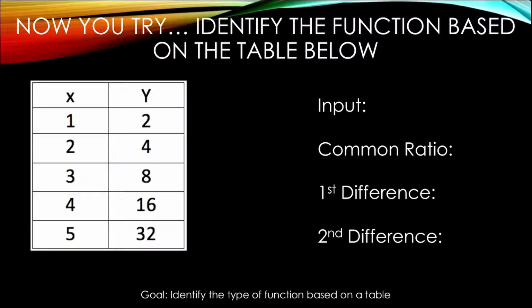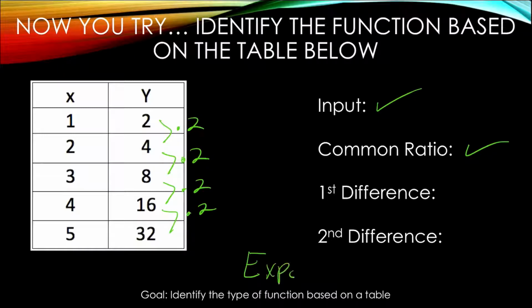Okay, let's try this next one. Input values. Are they all the same? They are. Do I have a common ratio? 2 times 2 is 4. 4 times 2 is 8. 8 times 2 is 16. 16 times 2 is 32. Common ratio. So I know this one is exponential.